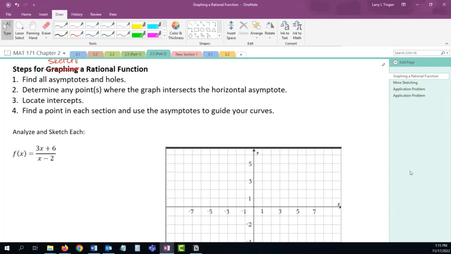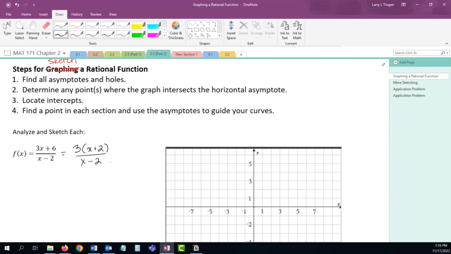So let's start at the beginning, because a good beginning is a great place to start. Part 1, find all asymptotes and holes. Take f of x equals 3x plus 6 over x minus 2. Both terms in the numerator have a factor of 3, so I can factor out that 3 and I have 3 times x plus 2 over x minus 2.